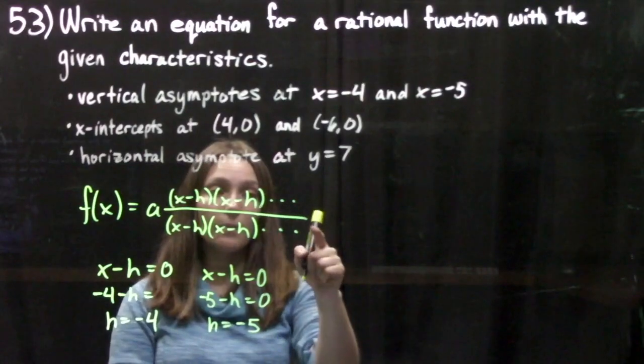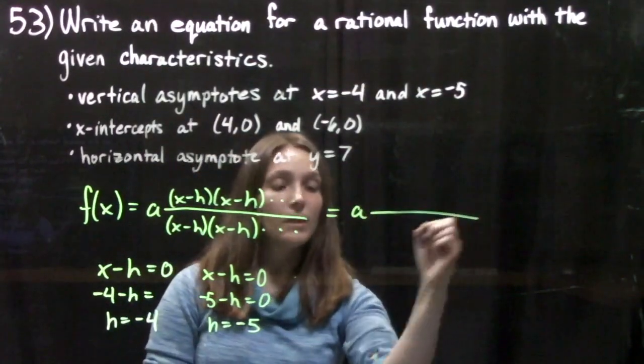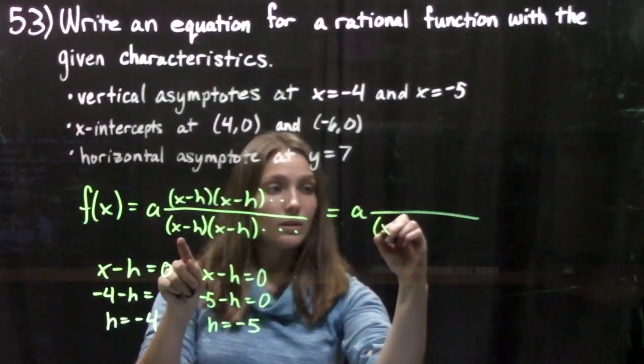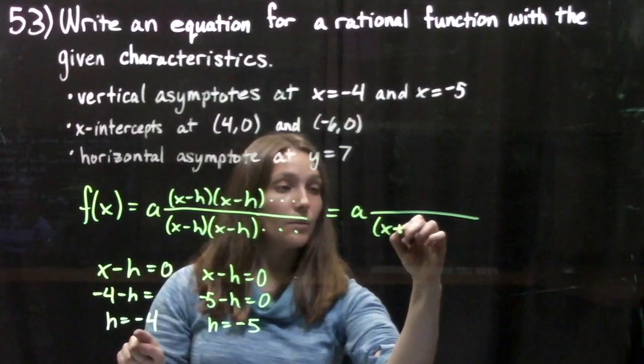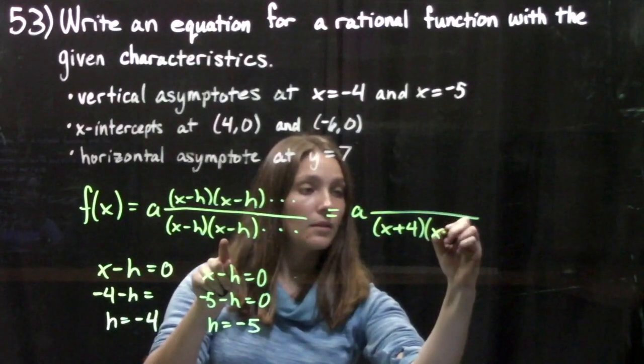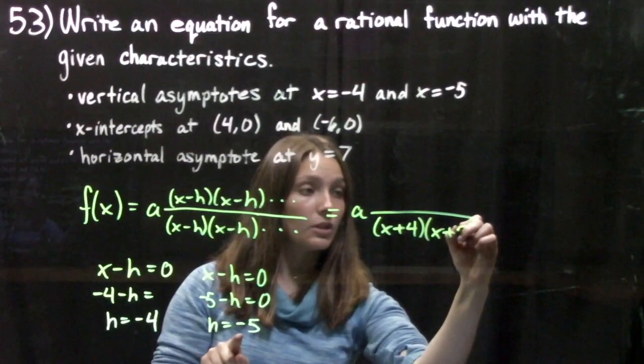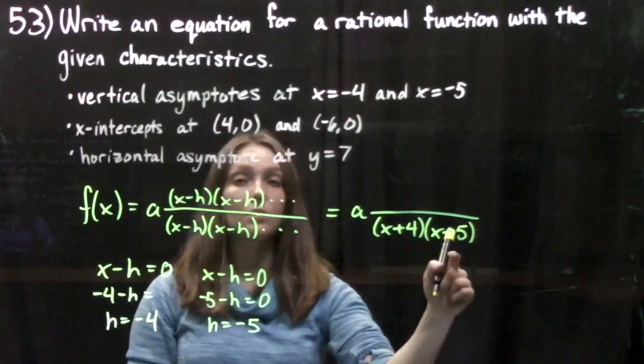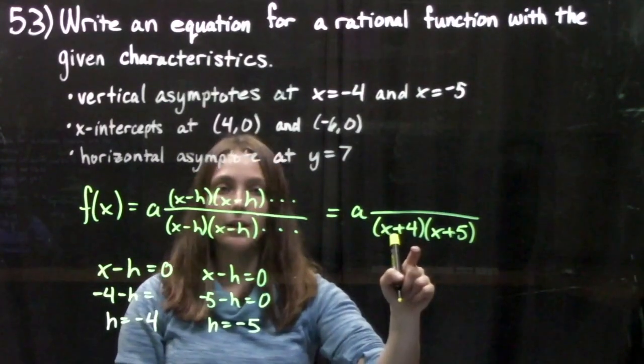So what that means is in the bottom factor here, we're going to have x minus a -4, so we change that to a positive. Then we're going to have x minus a -5, so we change that to a +5. So we found the factors in our denominator now.